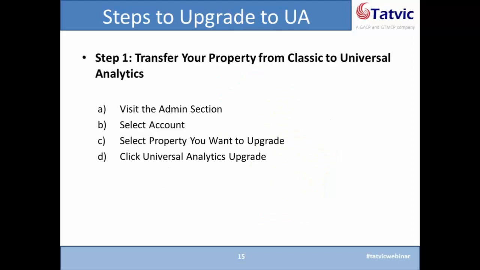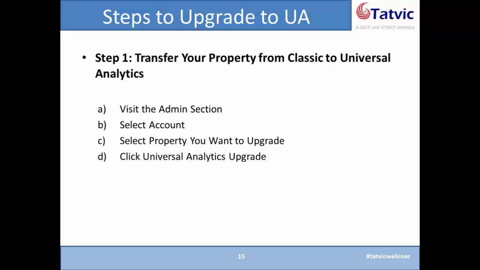The first step is to transfer the Google Analytics property. So you can go to the admin section of your Google Analytics account. You can select the account and select the property which you want to upgrade. You can click on Universal Analytics upgrade button, which is available in your property section. The transfer takes minutes to initiate, but you should allow at least 24 to 48 hours for it to complete. When the transfer is completed, the property would be ready to receive data from Universal Analytics.